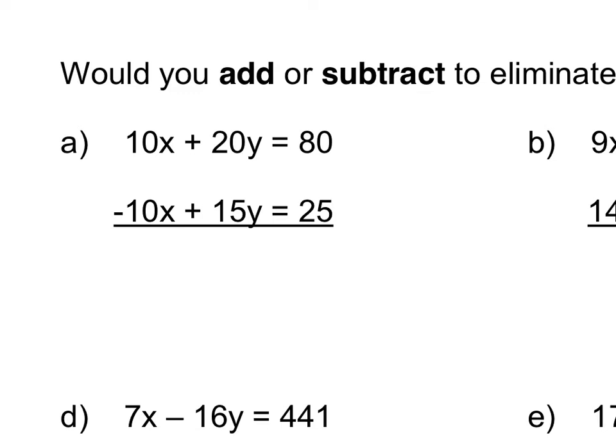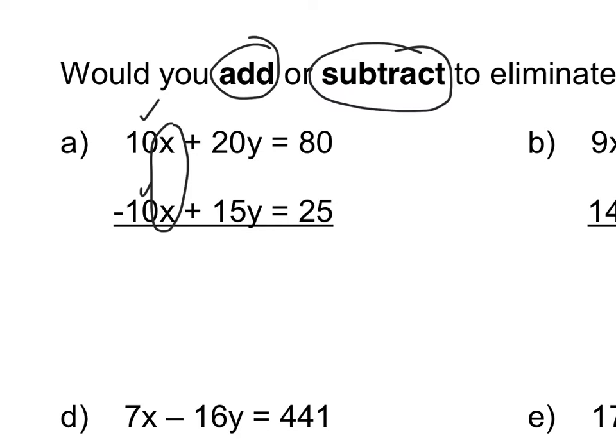So let's think about it. In both of these equations, we have a 10x or a negative 10x. We have a 20y or a 15y, and an 80 and a 25. I'm not concerned with the 80 or 25. Those are my constants. But I've got the y's and the x's, and I need to eliminate one of them. Right now, the only one that I can eliminate would be the x. And how do I know I can eliminate the x? Because both of the coefficients in the front are 10. They're the same, so they can be eliminated by either adding or subtracting.